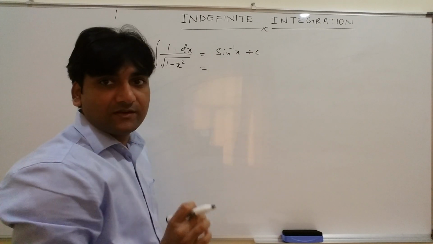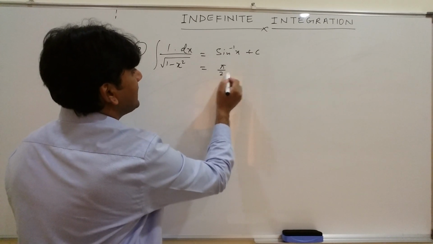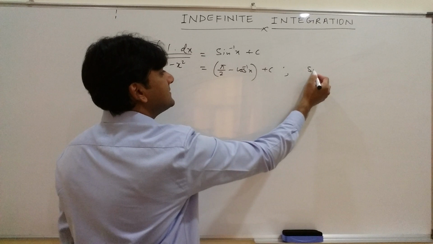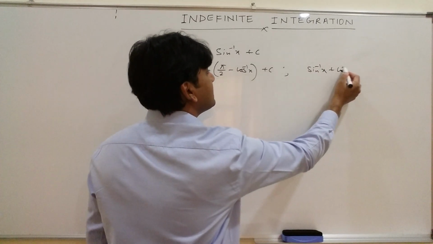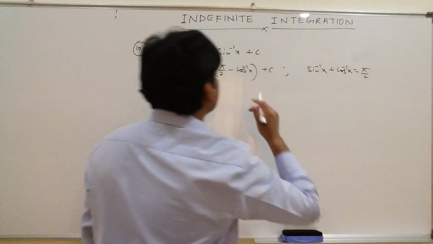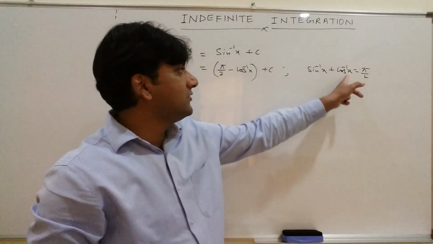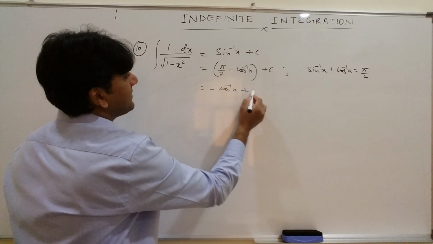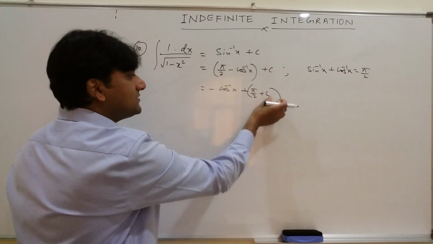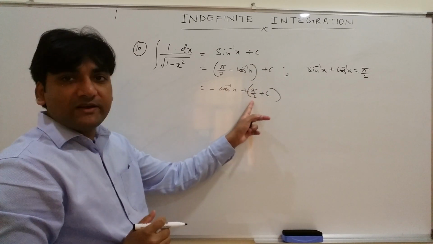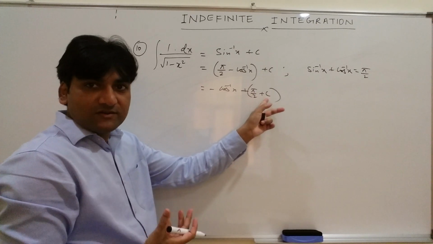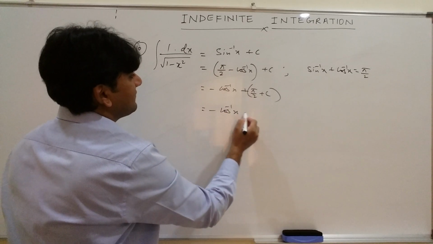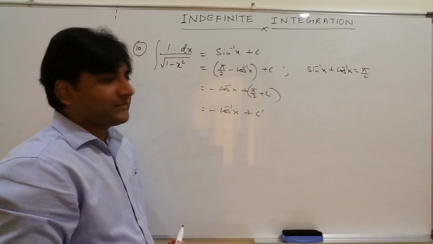And sin inverse x we can write as pi by 2 minus cos inverse x, plus c. Why? Because sin inverse x plus cos inverse x equals pi by 2. So this sin inverse x can be replaced by pi by 2 minus cos inverse x. So now it became minus cos inverse x plus pi by 2 plus c. This pi by 2 is added to the arbitrary constant, so it becomes a new arbitrary constant. So I can write minus cos inverse x plus c dash.